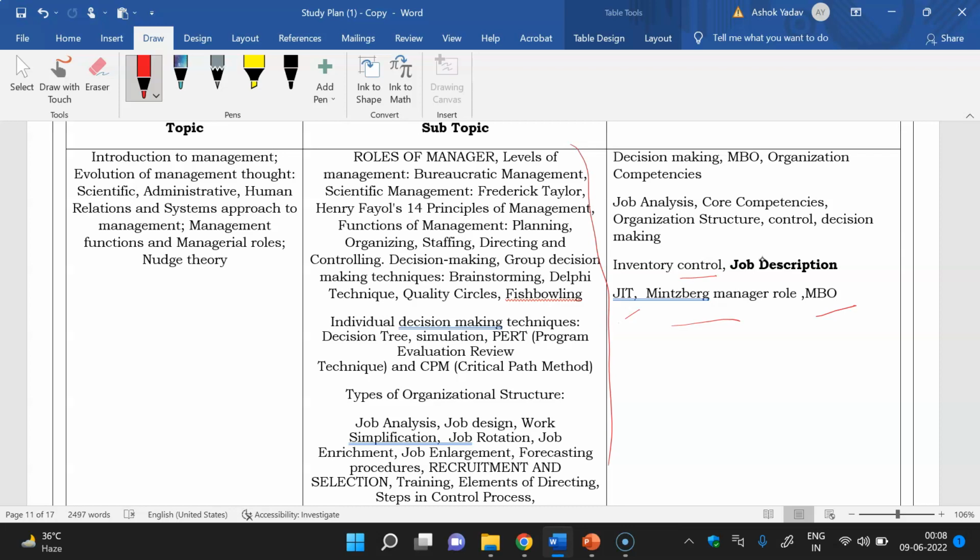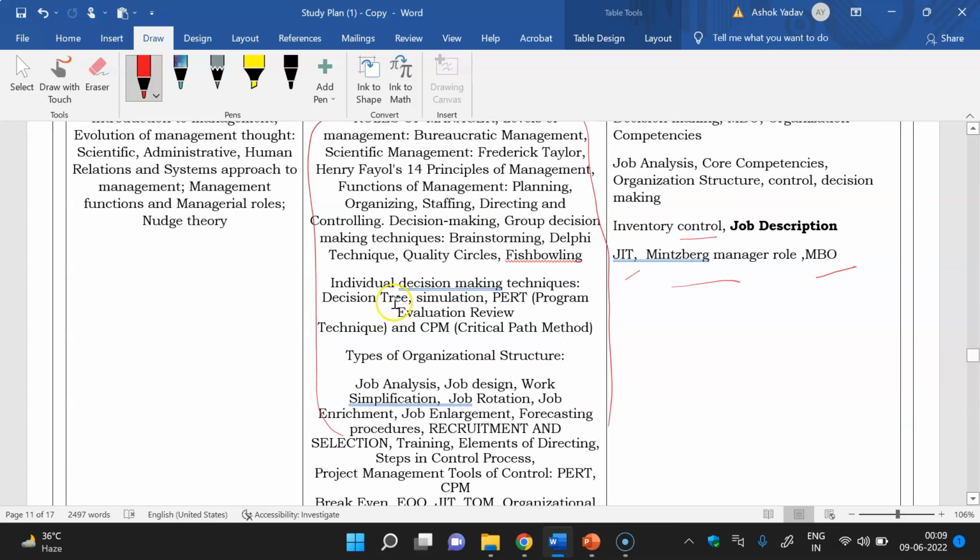First, the management functions: planning, organizing, directing, staffing, and controlling. Then decision making, group decision, brainstorming, and the Delphi technique. Simple definitions are given, and you can prepare these for the objective part. For the descriptive part, they can ask from this topic, like what are the principles of management given by Henry Fayol, what are the various functions of management, or explain any two of planning, organizing, and so on. So they can ask.